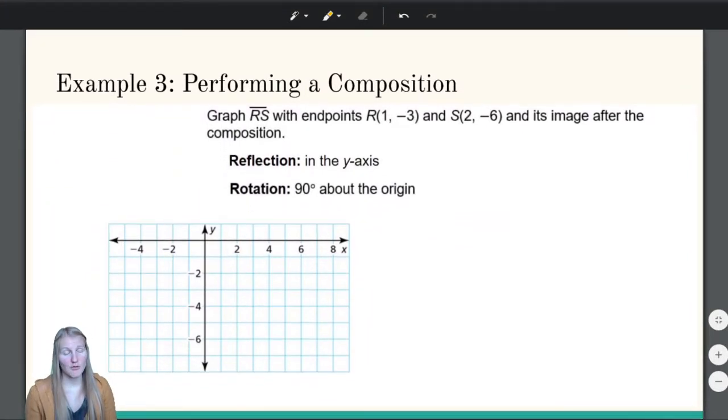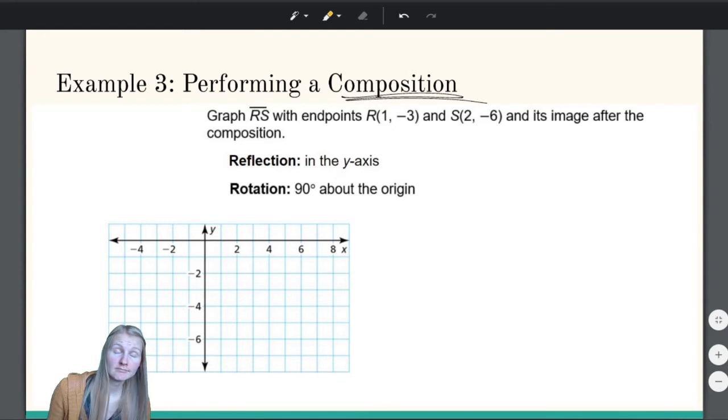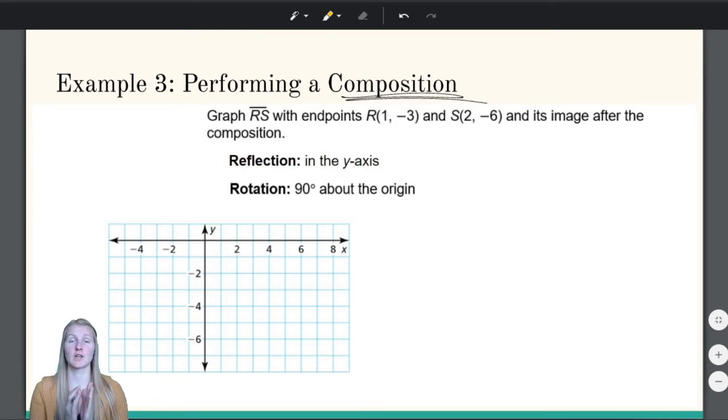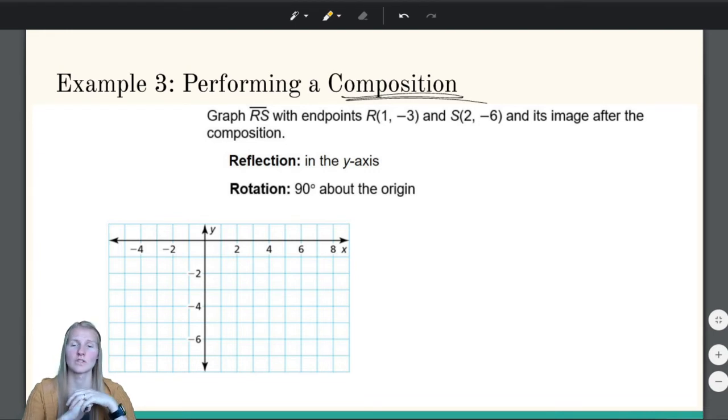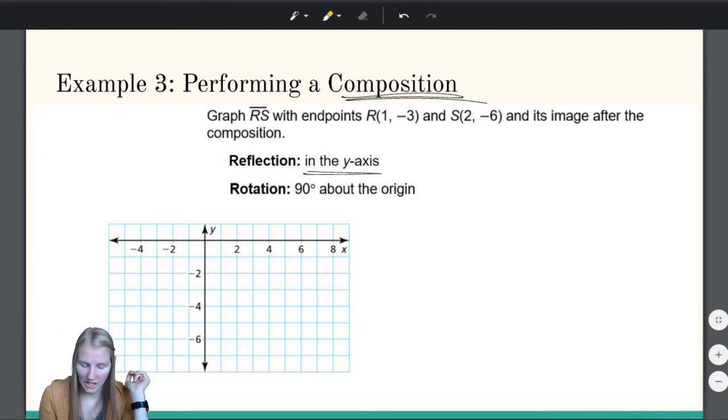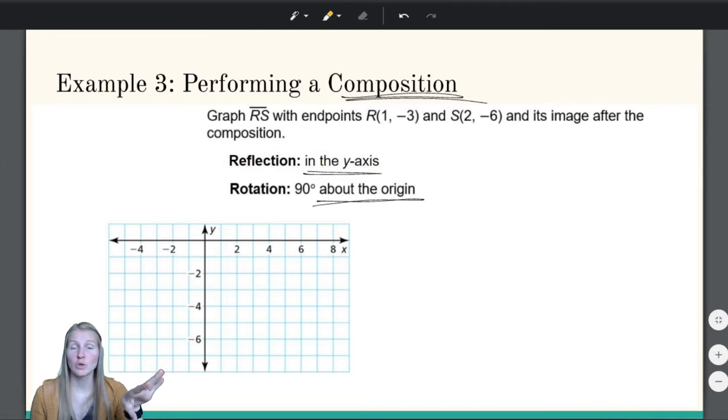Example 3 is performing a composition. This is the third time that we've heard about compositions. The first, we saw a composition of translations. So one translation and then another. In 4.2, we saw a glide reflection, which was a composition of a translation and then a reflection. And now we're seeing a composition of a reflection and then a rotation. You can have compositions of these 3 transformations, translations, reflections, and rotations. You can see compositions of these in many different ways.